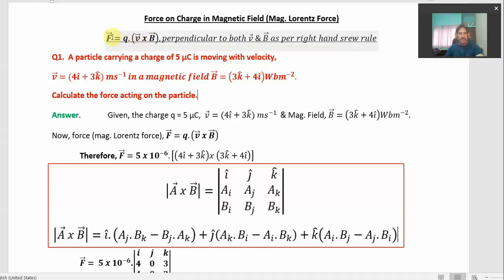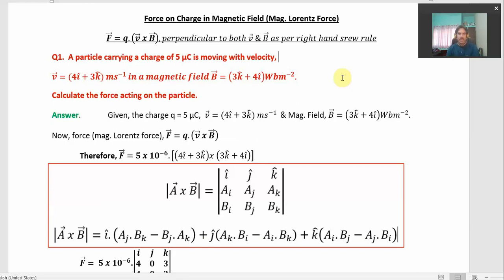The direction is also known by the right hand screw rule or by Fleming's left hand rule. So it will be perpendicular to both V as well as B. This is what we have discussed in our earlier classes. Now we take a few questions and try to understand the concept in a deeper way.